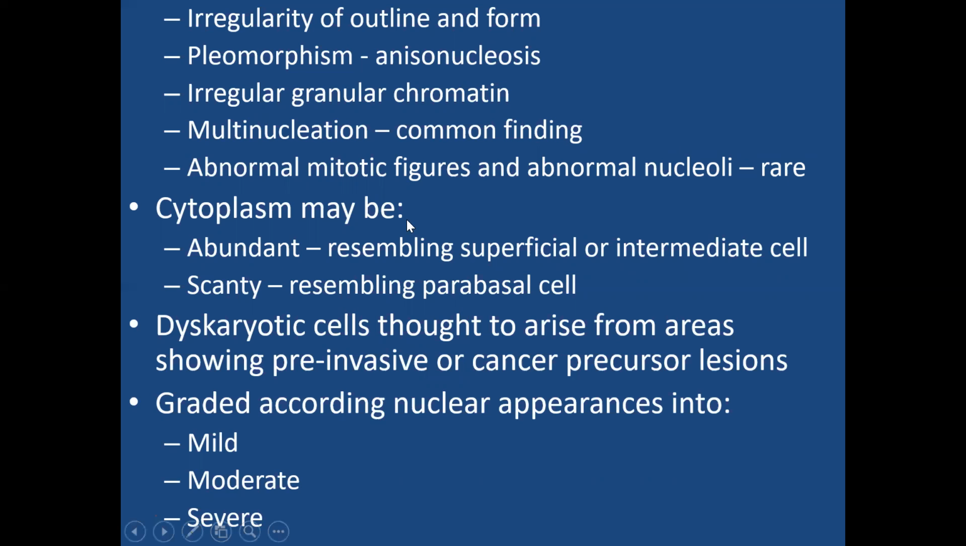For the cytoplasm, it may be abundant, resembling superficial, intermediate, or scanty. So you see, the cytoplasm just tells us whether we are looking at a mature cell or an immature cell. The abnormality is always in the nucleus of the cells. So these dyskaryotic cells are thought to arise from areas showing pre-invasive or cancer precursor lesions. It's the same as precancerous lesions.